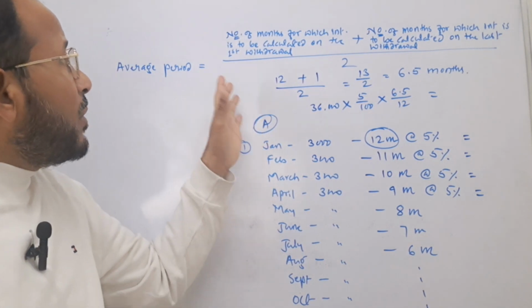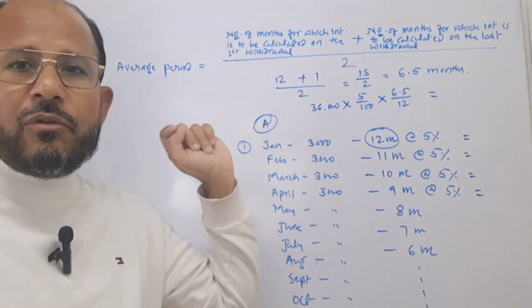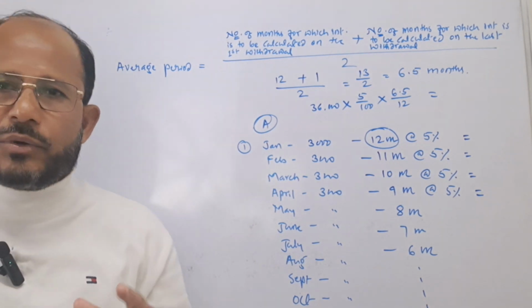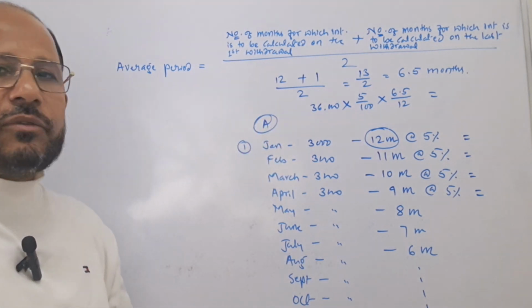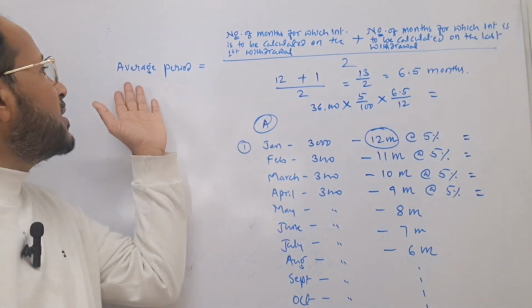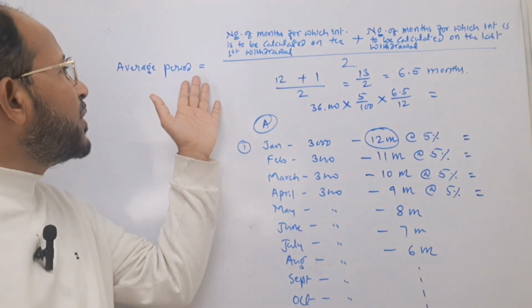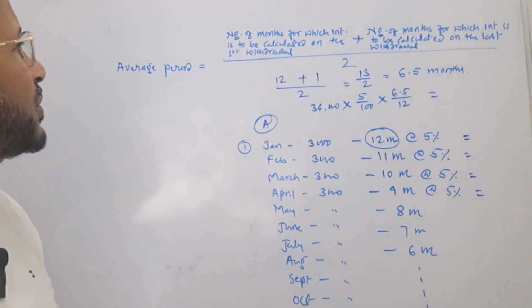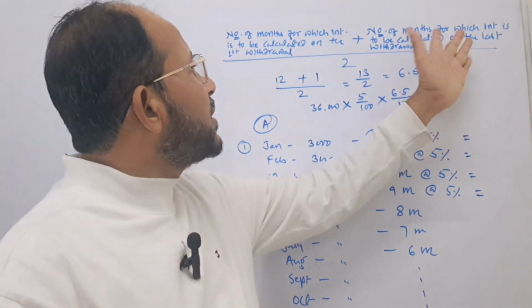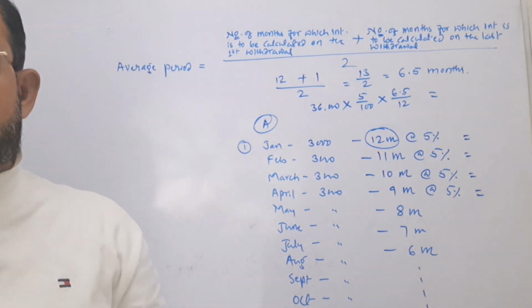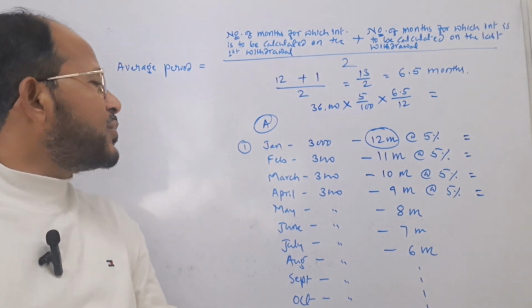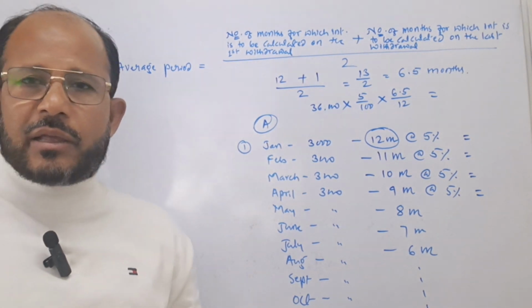Just see here, by applying this formula, very quickly we can get the result, but here it takes a lot of time. That is why in order to save time, we have to apply the formula. That formula is: average period is equal to the number of months for which interest is to be calculated on the first withdrawal plus the number of months for which interest is to be calculated on the last withdrawal. I hope you understood the concept. In the next class, I am going to explain the other part by taking the problem.